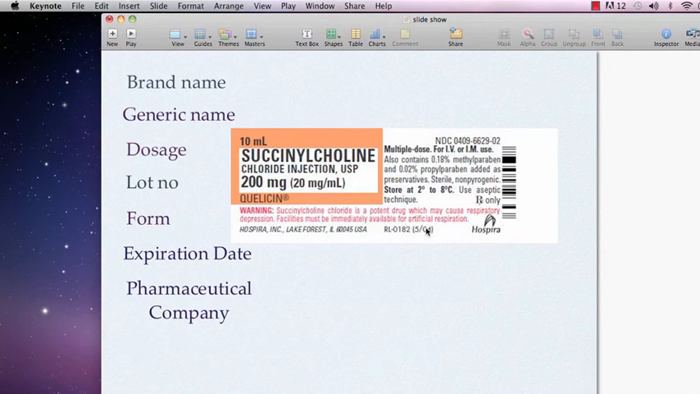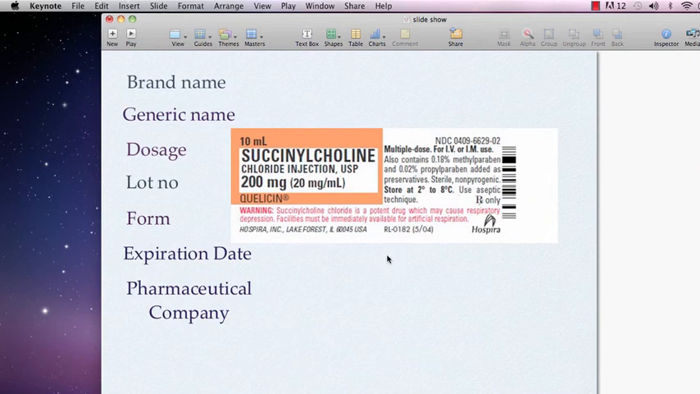The lot number you'll find over here, as well as the expiration date that's right next to it. It's an IV or IM use only. The pharmaceutical company. And then additionally, you should look at this little section here, and it tells you it needs to be stored at 2 to 8 Celsius, which is refrigerated.